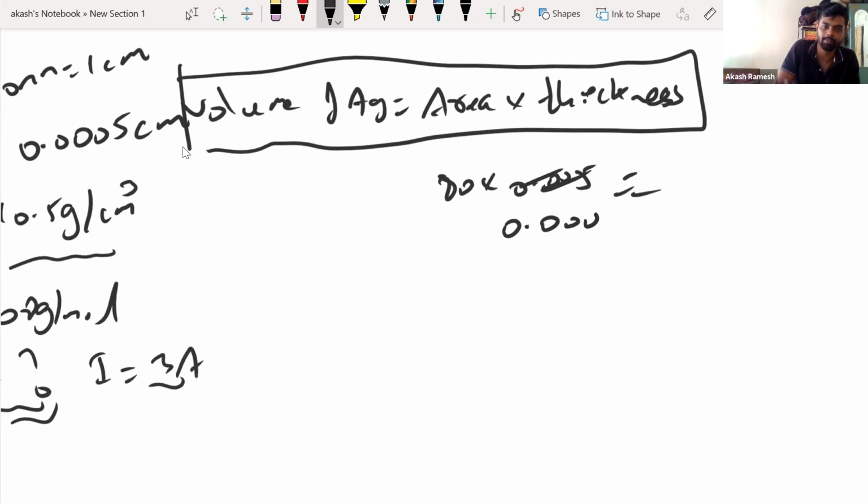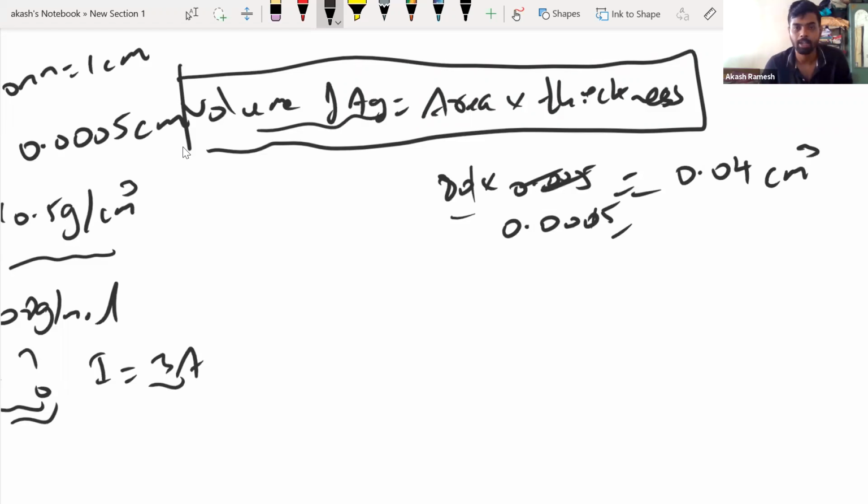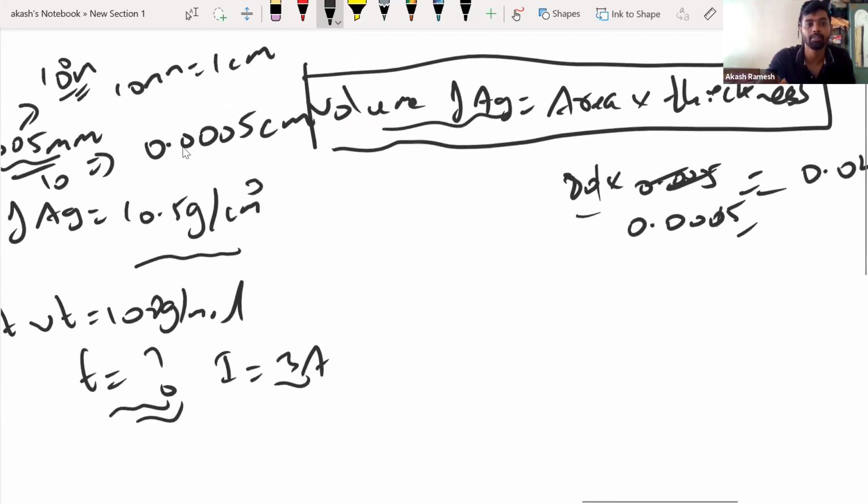So now I should not be multiplying with this, I should be multiplying with this. Now you've got the volume of Ag, right? 8 into 5 will become 40, and there is one more zero that gets cancelled. So it is going to be 0.04 centimeter cube. No issues? That will be the volume, 0.04 centimeter cube, of Ag required.